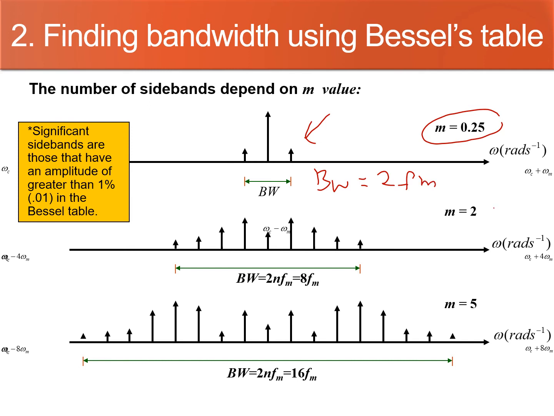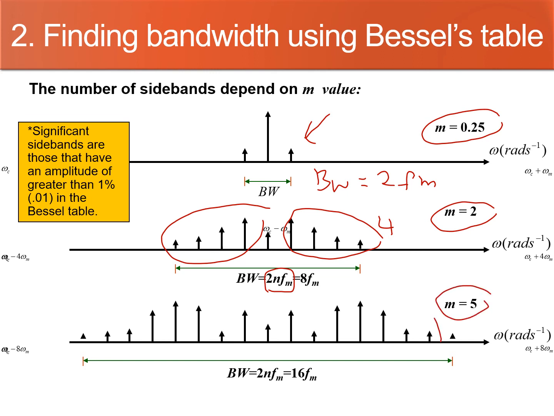Next, go to M equals 2. It has 4 sidebands, 4 pairs of sidebands. So 2 and FM is equal to 8 FM, because the number of significant sidebands is 4. Meanwhile, for M equals 5, there are 8 sidebands here. So the bandwidth for this modulation index is equal to 16 FM.